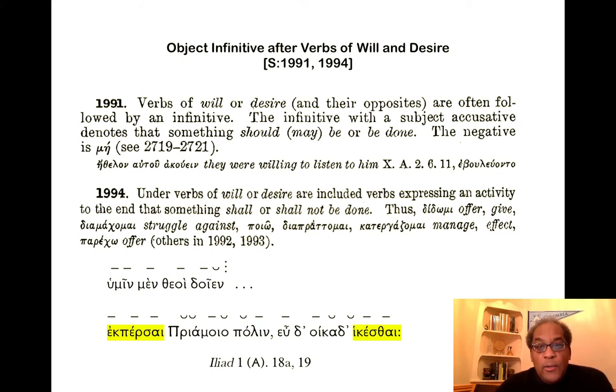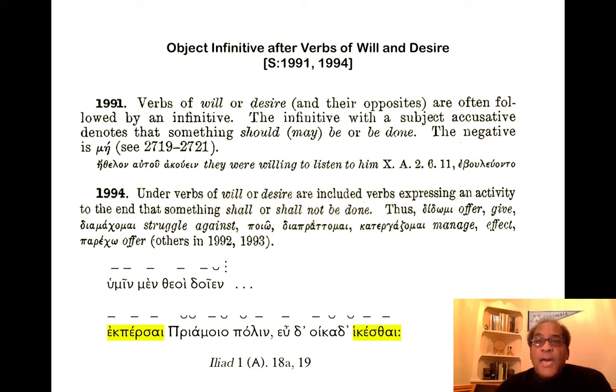Humin men doien theoi, ek persai Priamoio polin, eu d' oikade hikesthai. So here we have, again, Chryses speaking: may the gods give to you, the Achaeans, ek persai, this is the first aorist infinitive, to utterly sack Priamoio polin, the city of Priam, and eu d' oikade hikesthai. And hikesthai, you can tell by the accent that it's a second aorist infinitive from hikneomai, and to arrive homeward in good fashion.